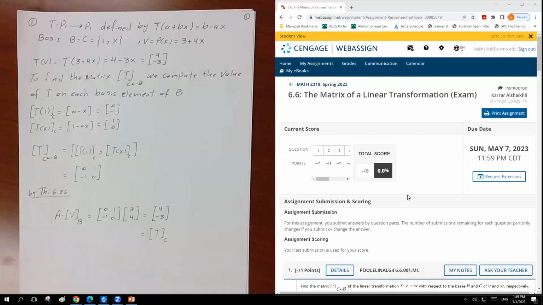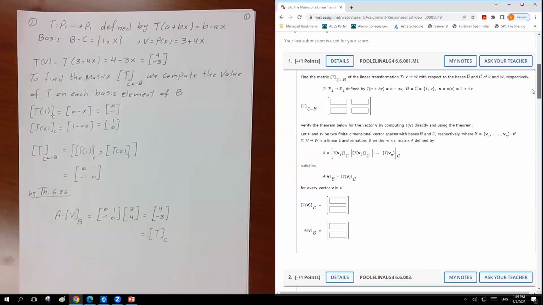Let's start with section 6.6, the matrix of a linear transformation. So here's the first question. Find the matrix T from base B to base C of the linear transformation T from V to W with respect to the bases B and C.